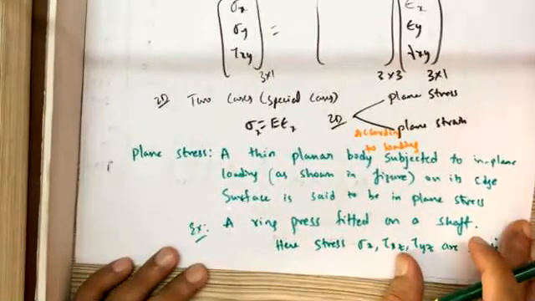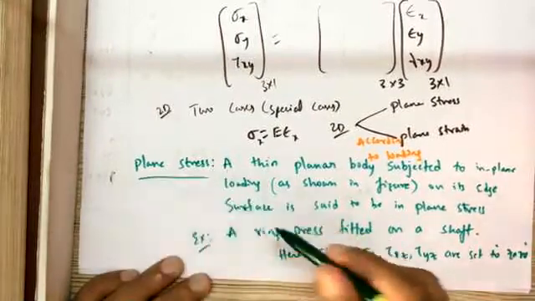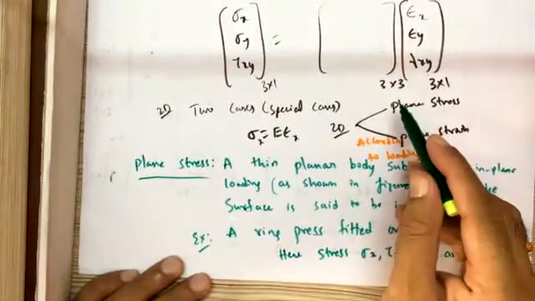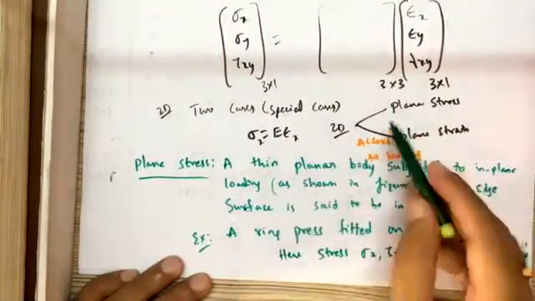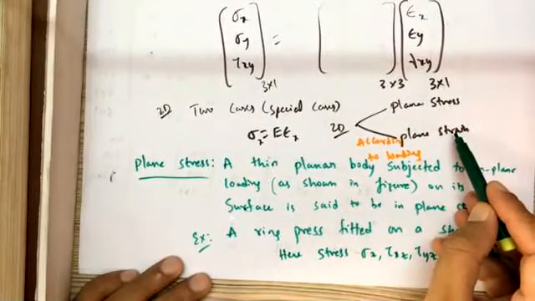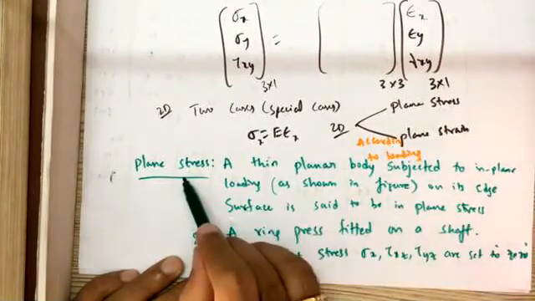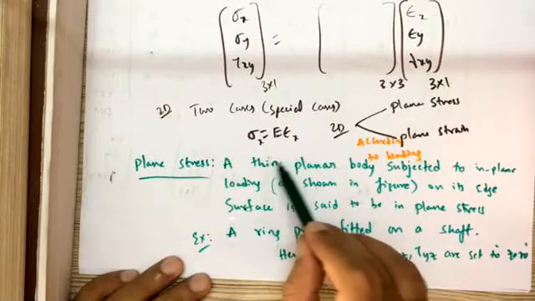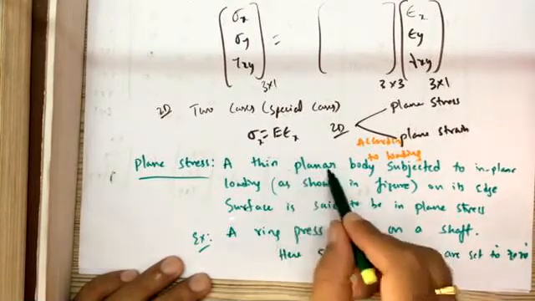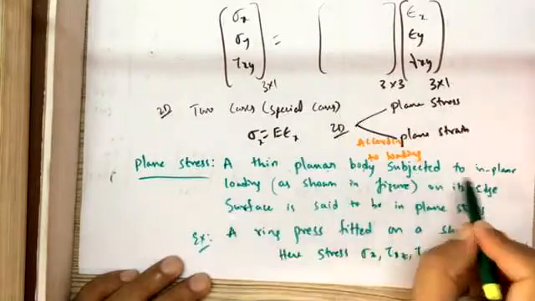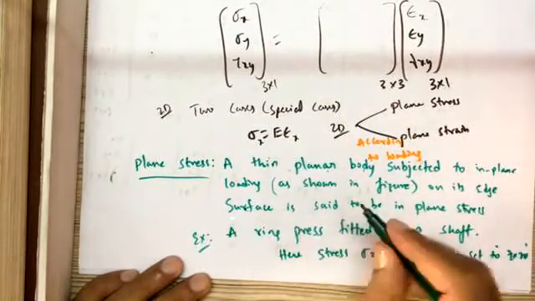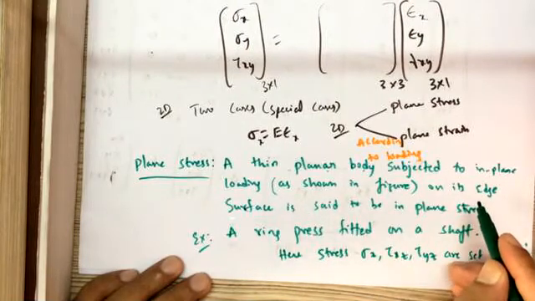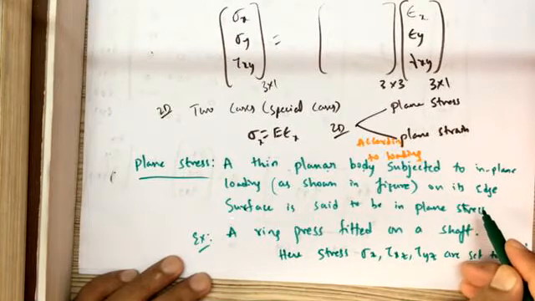You can divide a two-dimensional object according to its loading into two forms. One is plane stress and the other one is plane strain, according to the loading, right? The first one is plane stress, and the loading should be in plane. A thin plane, the thickness should be very small. A thin planar body should have only a simple plane. It should be subjected to in-plane loading acting on its edge surface, and then that particular object for that particular loading is said to be in plane stress.